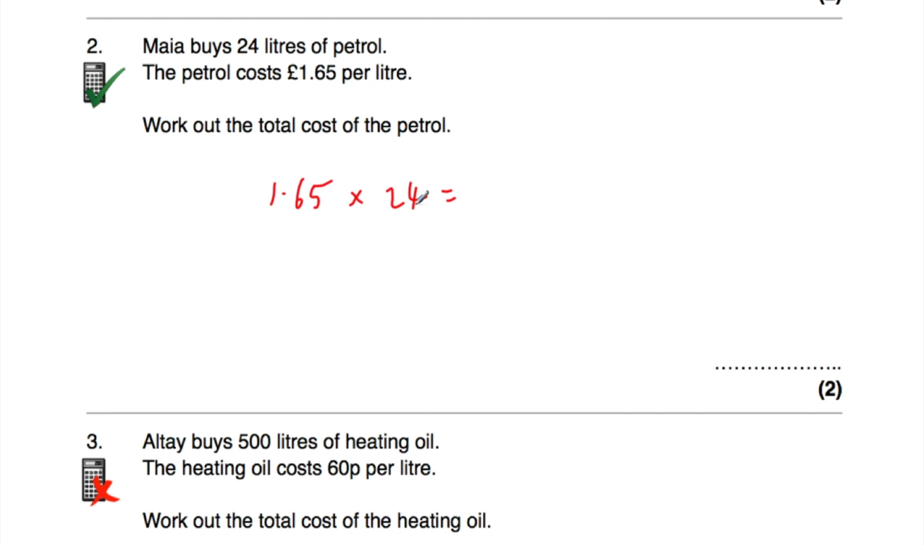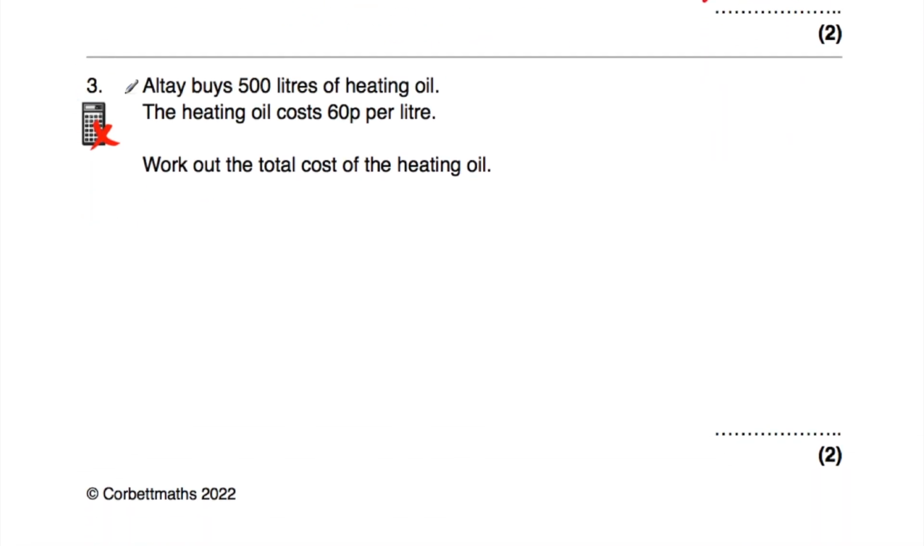And it's a calculator question, so £1.65 multiplied by 24 equals £39.60. So the petrol costs £39.60. And that's it. Okay, let's have a look at question number 3.